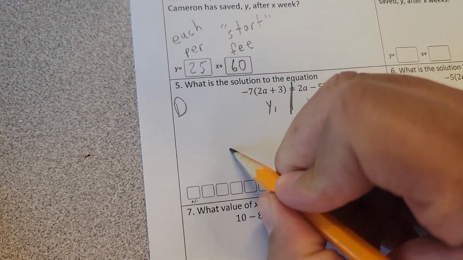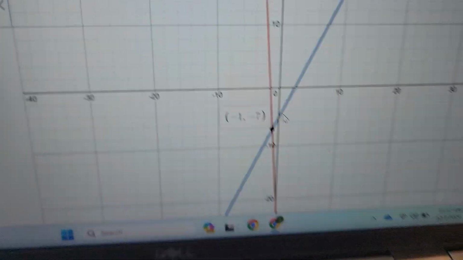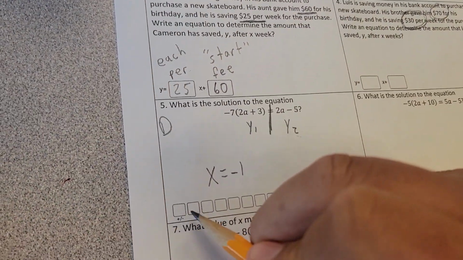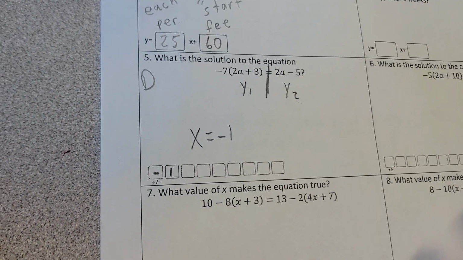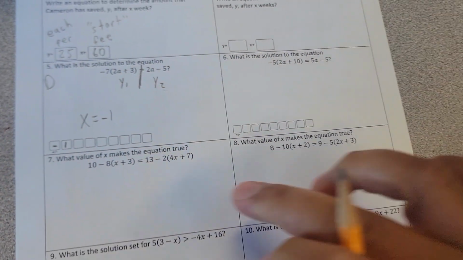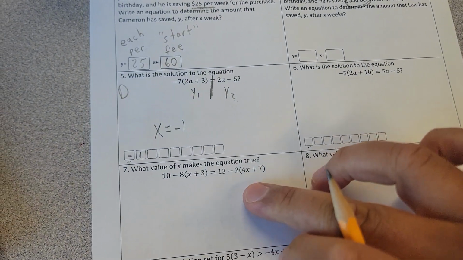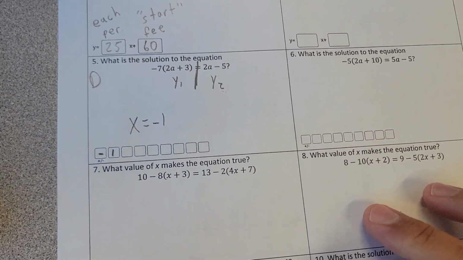So for this one, guys, it's asking for the x number. So the x number is the first one only. So only the first number is -1. So in the box, you can put the negative right here and the 1 right next to it, -1. Okay, and that's all of these questions, guys. All these are the same Desmos. You put these into Desmos.